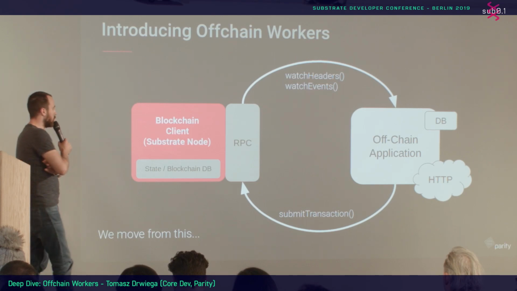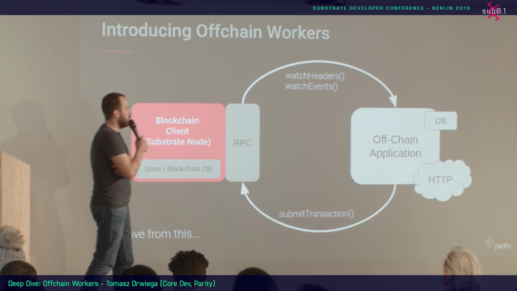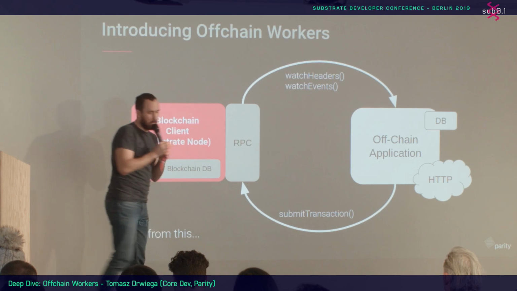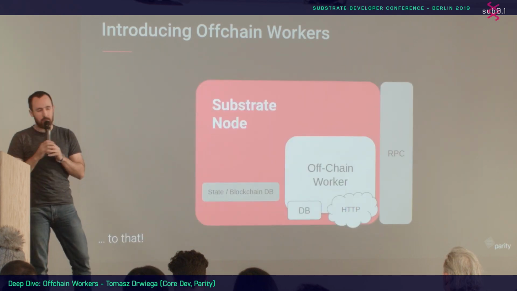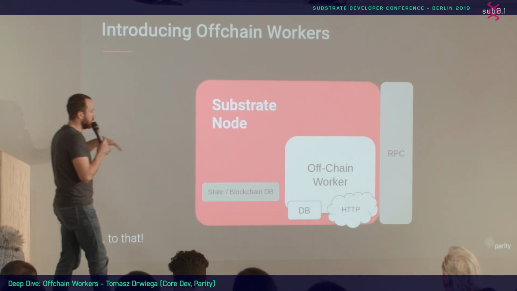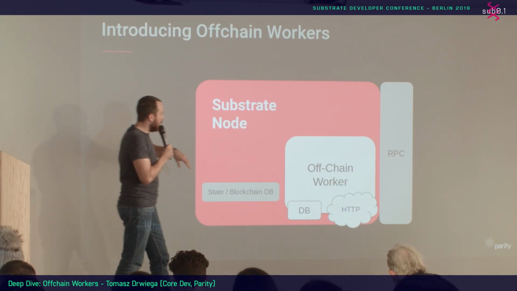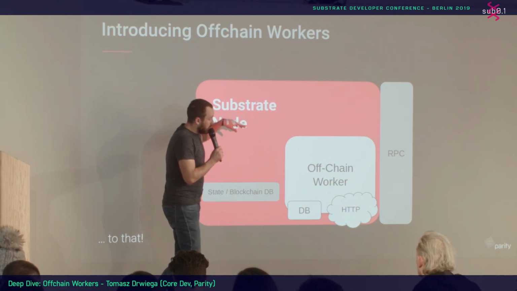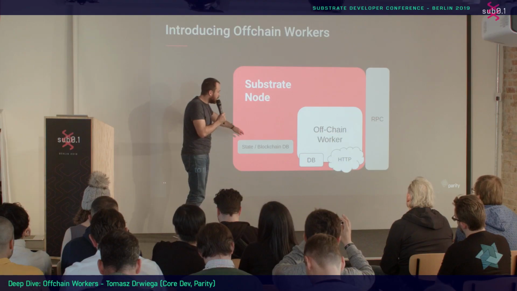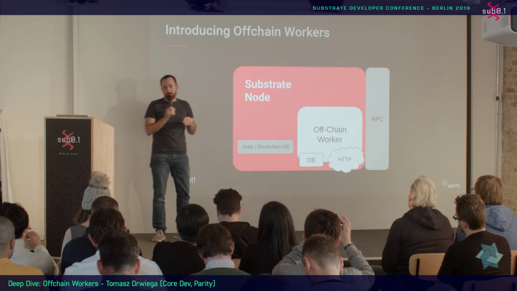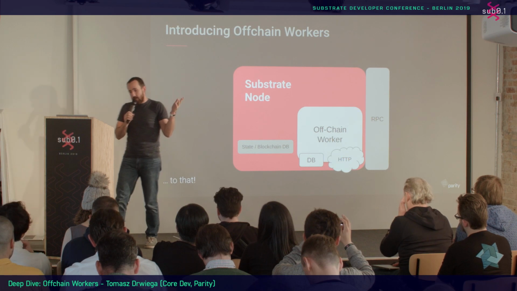So what are off-chain workers? We want to move from this model into this model. So we want to move the off-chain application inside the node. Because RPC is slow, because of other reasons that I'm going to show on next slides, but because sometimes the state data is just too big to be transferred over RPC.